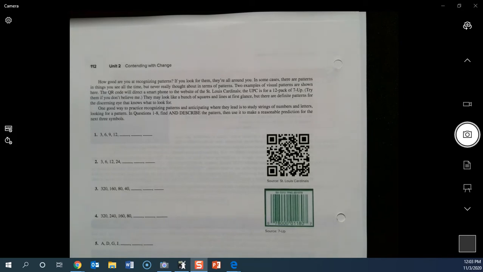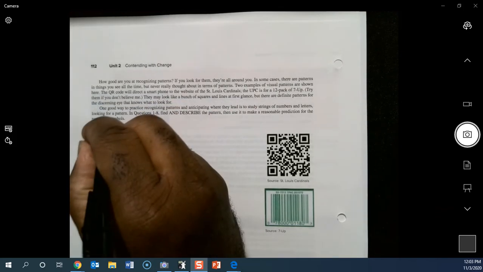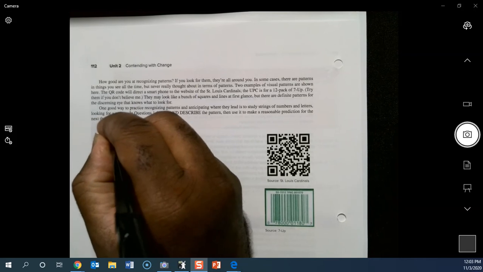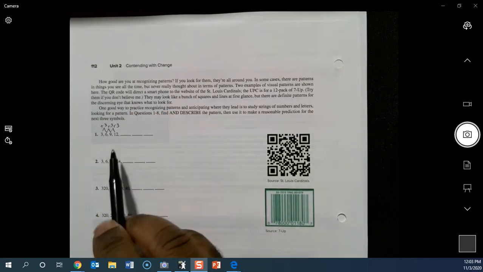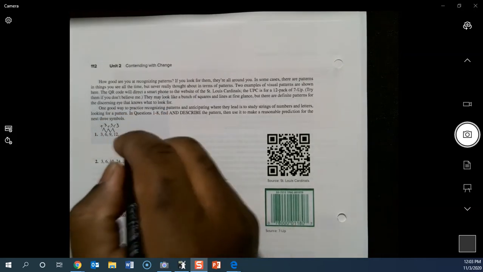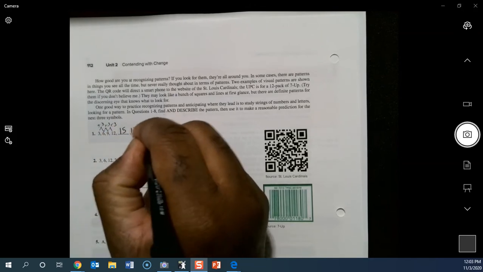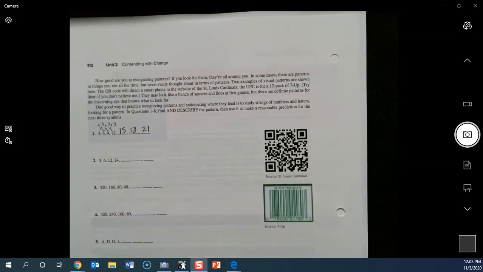Okay. So we have 3, 6, 9, 12. If you notice here, these are going up by adding 3. So since we're adding 3, that would mean that the next would be 15, the next would be 18, and the next would be 21.